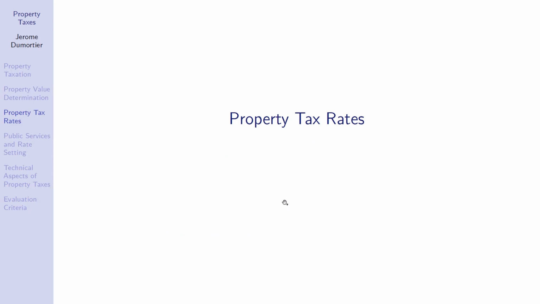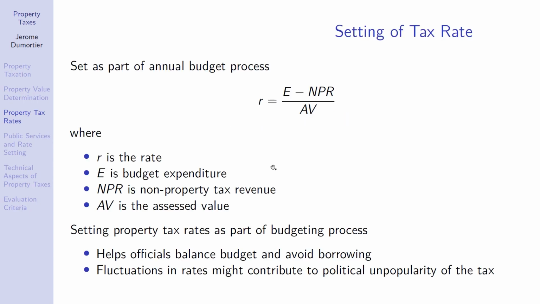Now we have talked about the assessed value or the tax base. So now let us talk about the property tax rates. The property tax rates can actually be set as part of the annual budget process, in the sense that we have this equation here, where we have the budget expenditures, we have the non-property tax revenue, and then we have the assessed value. Okay, so basically the term here would be the amount of money you would need to raise from the property tax.